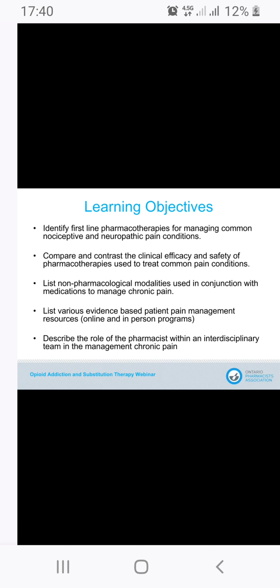Tonight we're going to talk about some of the first-line pharmacotherapies that we commonly use to manage common nociceptive and neuropathic pain conditions. We'll compare and contrast the clinical efficacy and certainly the safety parameters around these therapies. We'll also discuss non-pharmacological modalities that can be used in conjunction with the medications to manage chronic pain, and then various evidence-based patient pain management resources, both from the online platform as well as in-person programs. And then lastly, describe the role of the pharmacist within the interdisciplinary team in the management of chronic pain.